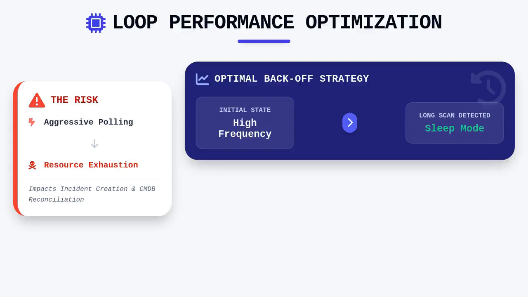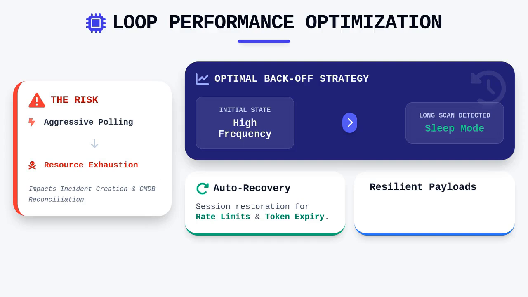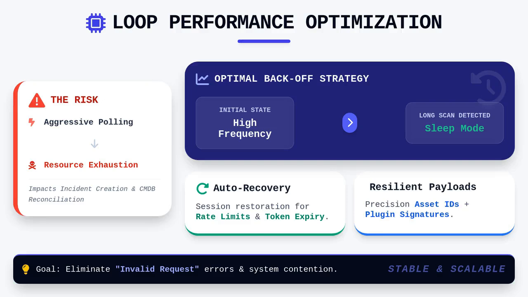Furthermore, we must account for scanner connection rejections, which often occur due to rate limiting or authentication token expiration in high-volume environments. Your error handling logic should not just log these failures, but should attempt to recover the session state without manual intervention. By constructing resilient payloads that include accurate asset identifiers and specific plugin signatures, we minimize the likelihood of receiving an invalid request error from the target scanner.